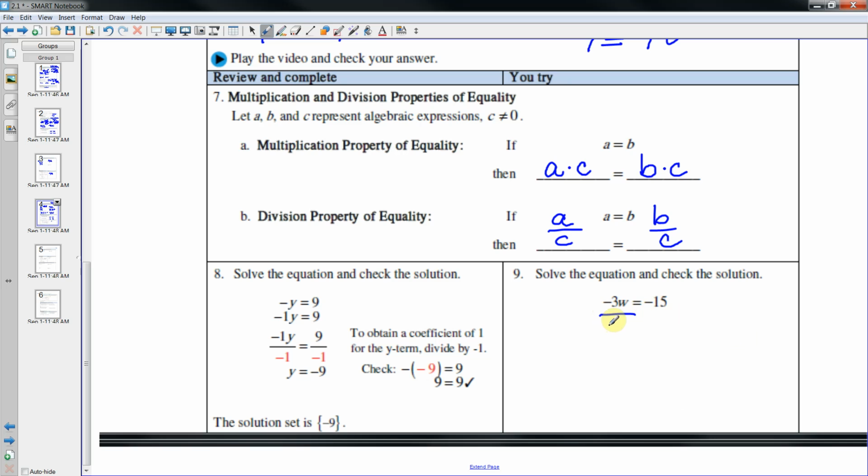I'm going to divide both sides by, what do you think? You should be thinking negative 3. So then the two negative 3's would cancel and I would have a w. A negative 15 divided by a negative 3 would give me positive 5.